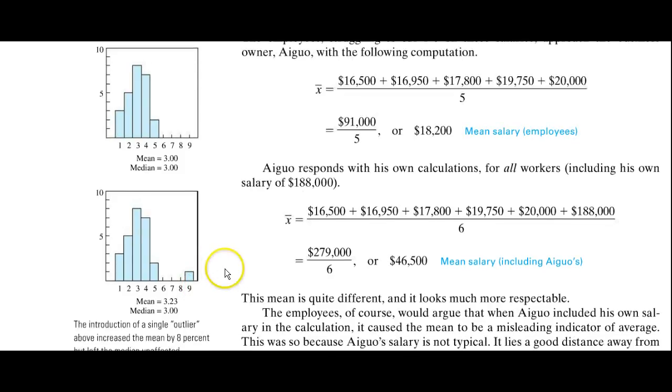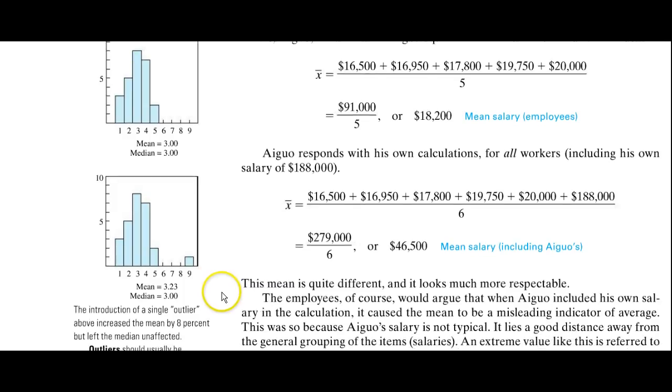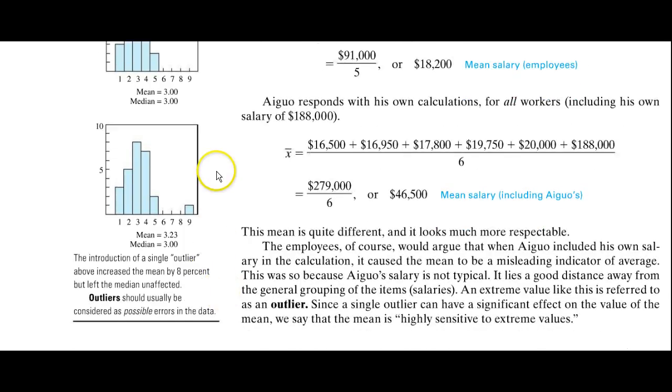So the inclusion sometimes of data that's way out of what would the average be, this is referred to as an outlier, and we'll look at this as we go on and see that you need to be careful what statistics is showing.